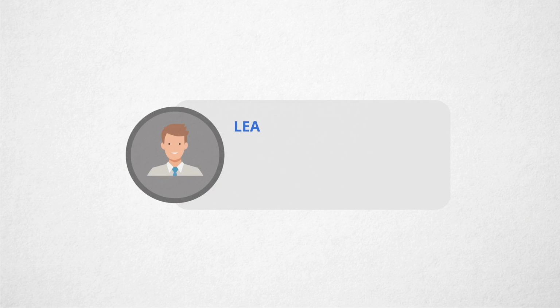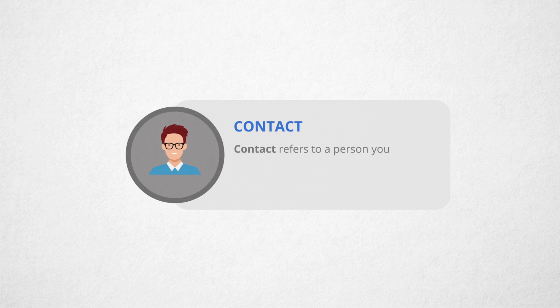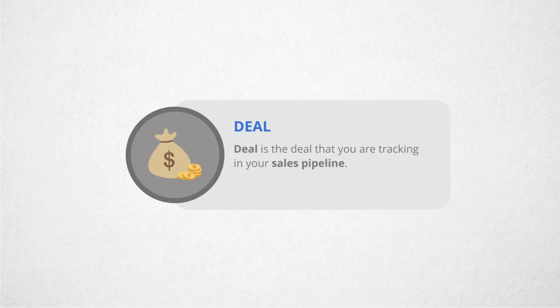A lead is defined as any raw data that you've gathered about a person, organization, or company that you're planning to do business with. A contact refers to a person that you are currently pursuing an opportunity with. The account is the organization associated with the contact. The deal or opportunity is a deal that you are tracking in your sales pipeline.